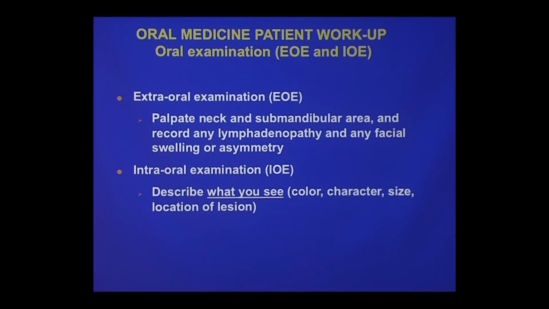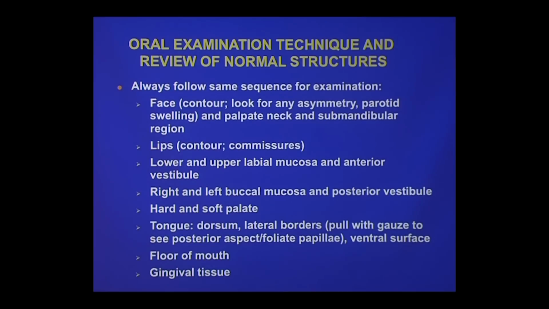Then we'll get to the intraoral examination, and we ask the student to describe what you see. What is the color? What is the size? What is the character? Is it flat? Is it raised? Is it a mass? Is it hard? And where is it? Is it located just in one spot in the mouth, or is it generalized to the entire mouth? So this is basically the chronology that we use to do these extra and intraoral examinations.